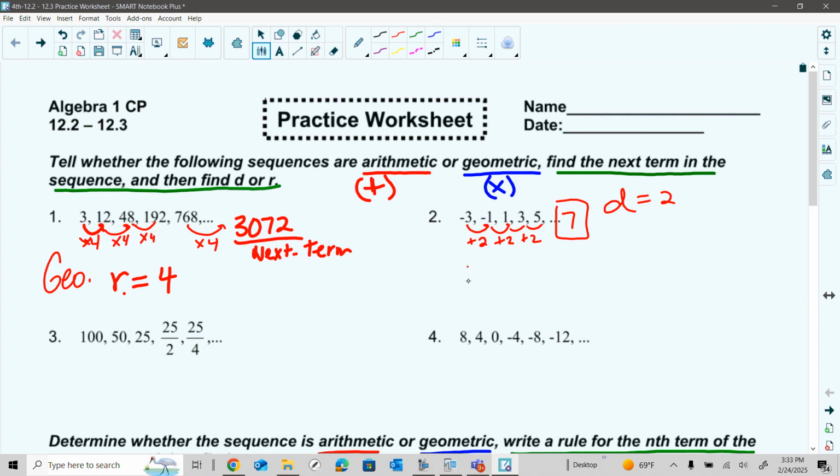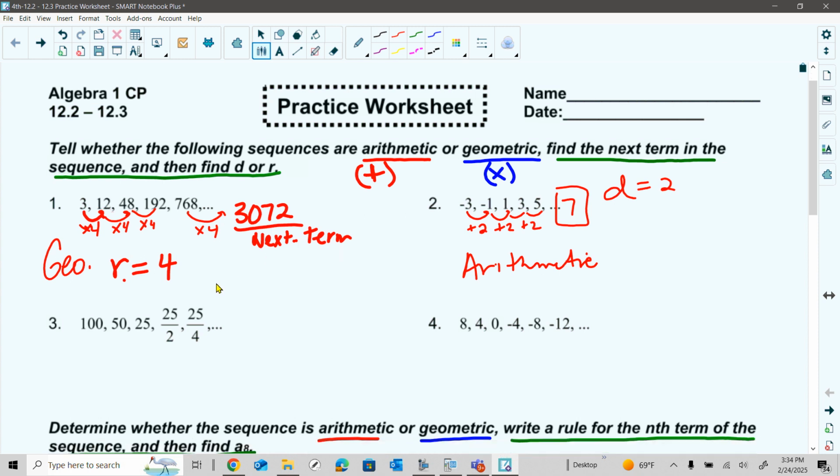And this is an arithmetic sequence. Okay, so you're just determining which type of sequence by looking at the pattern, how it's changing each time, if it's changing by adding or is it changing by multiplying. Remember, adding is arithmetic and multiplying is geometric.